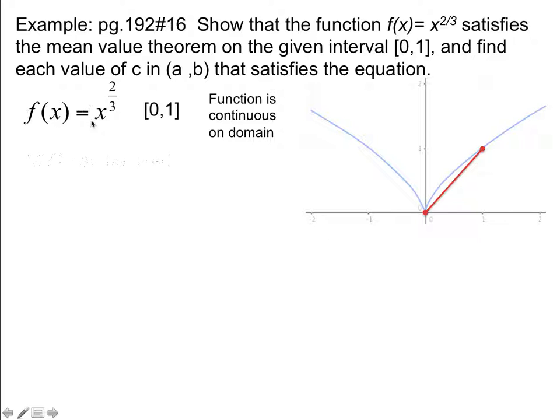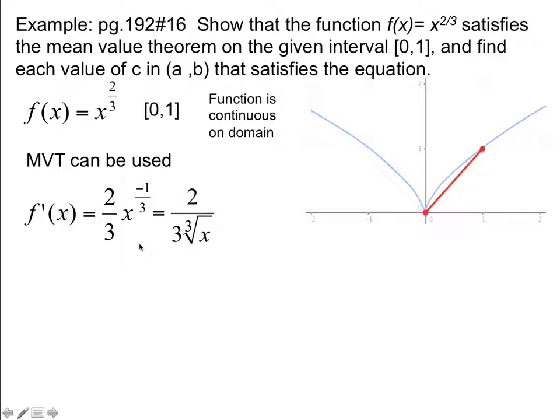We'll bring down the 2/3. And so we got 2/3 x to the minus 1/3. So that is 1 smaller than this power. And we need to set that equal to 1. So I'm rearranging this. It's 2 over 3 times a cubed root of x. And that equals 1. And now I'm going to solve this expression for the value x. And that's going to become my c.